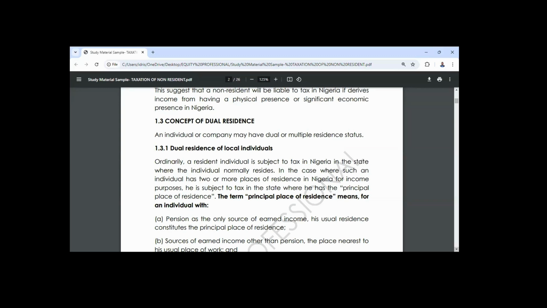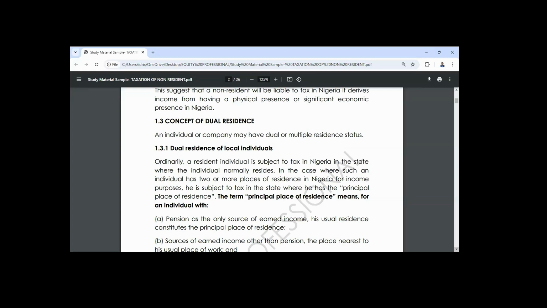As related to an individual that has more than one place of residence, more than one place that he stays. Maybe that person has 3 houses, he's staying in Ibadan, he's staying in Lagos, he's staying in Ogun State. That person is a dual resident individual. As regards an individual, when an individual has a dual residence, the law says we should determine the principal place of residence of that individual, which means which out of the 3 places he is claiming that he is residing, which one is his usual abode, which one is nearest to the place of work.